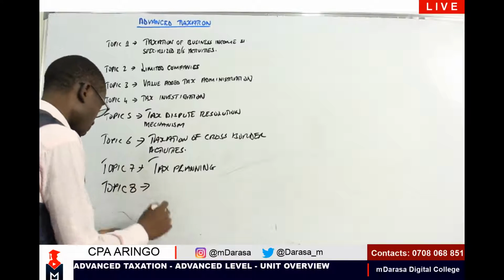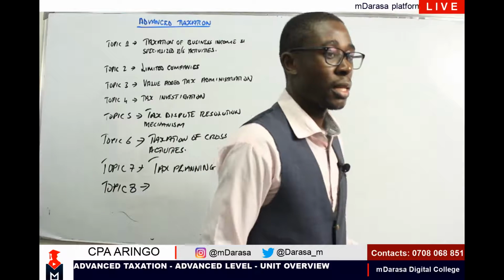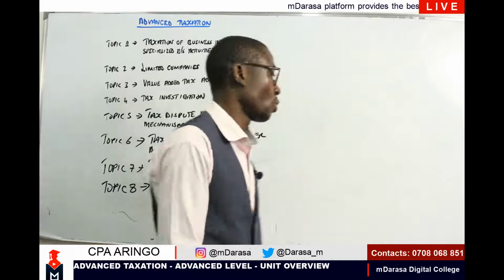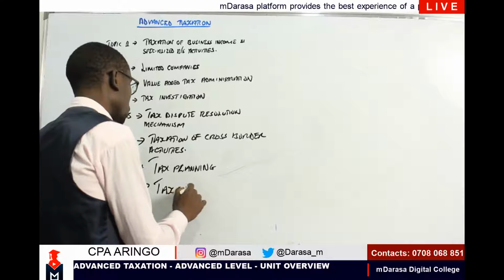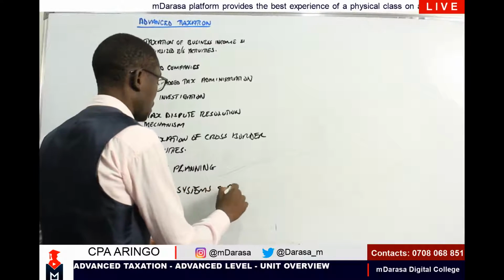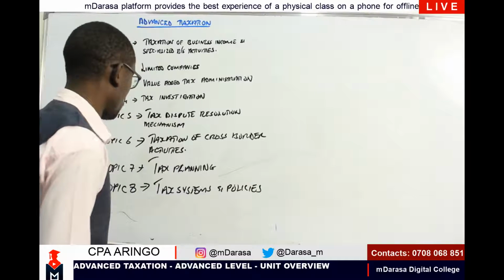Talk about topic number eight. Topic number eight, we'll be expected to cover and understand, I know this one used to be there, and it used to be at a basic level also, the aspect to do with our tax systems. Talk about tax systems and policies. That is what you'll be expected to cover under topic number eight.